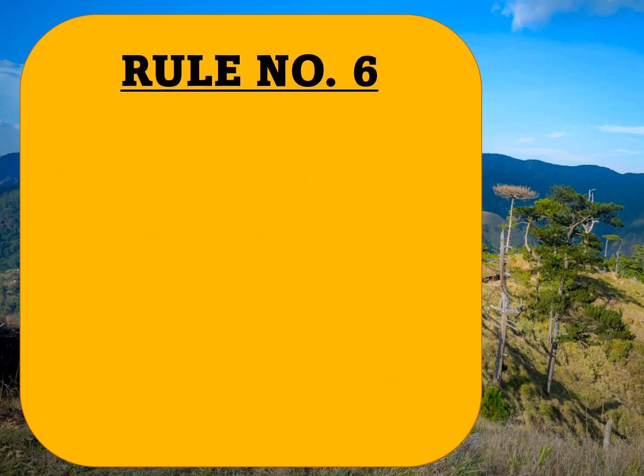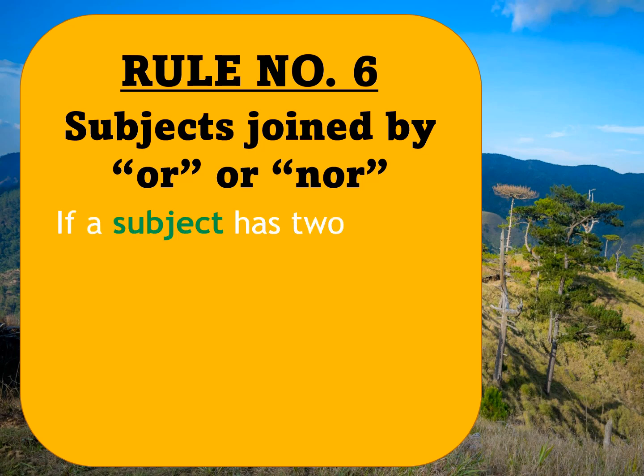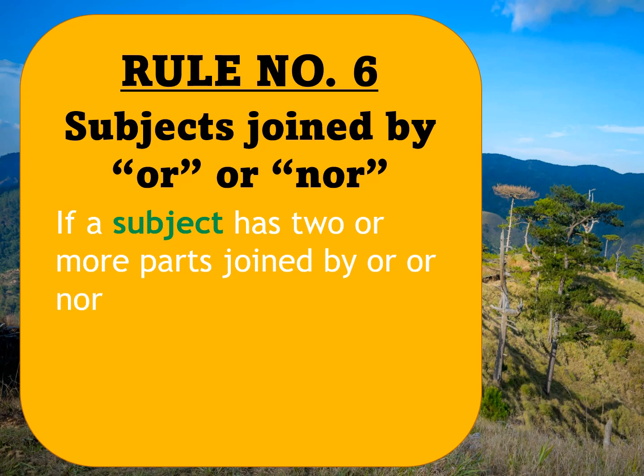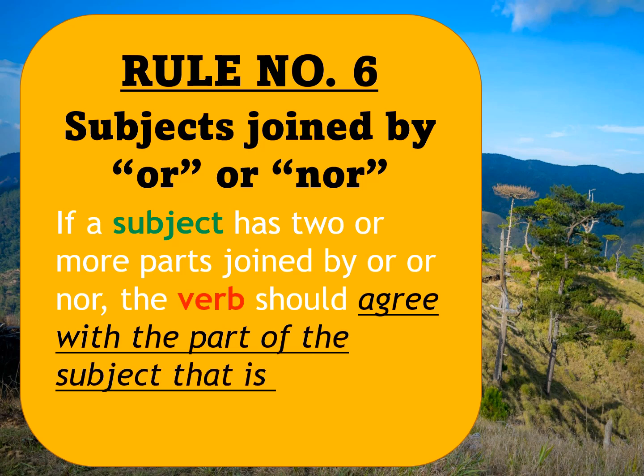Rule number 6, subjects joined by or, nor. If a subject has two or more parts joined by or, nor, the verb should agree with the part of the subject that is nearest to the verb.